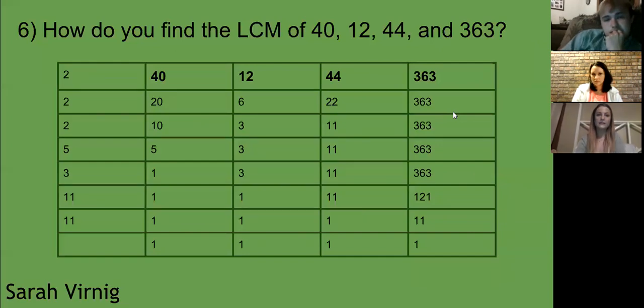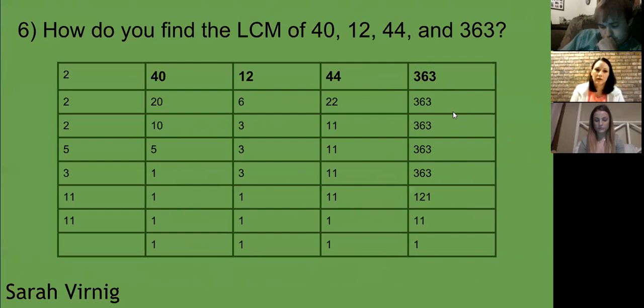How do you find the LCM of 40, 12, 44, and 363? Okay, so when we're trying to find the least common multiple of these four numbers, we just make a little table like this. We put our 40, 12, 44, 363 on the top, and you want to leave the left column blank. Mine's filled in because I already did this for you, but I will walk you through it. So what you want to do is start out with the lowest prime number that will divide your numbers. So 2 is the lowest prime number that we have here.